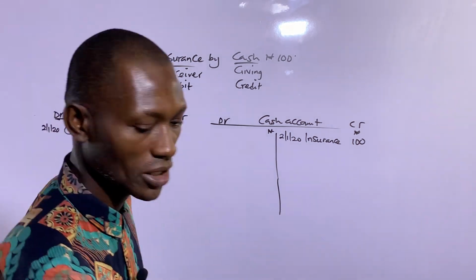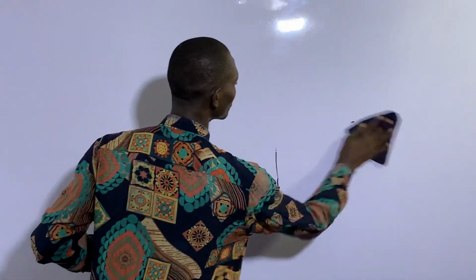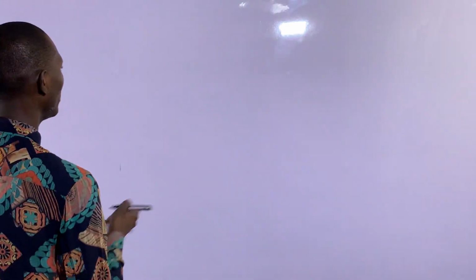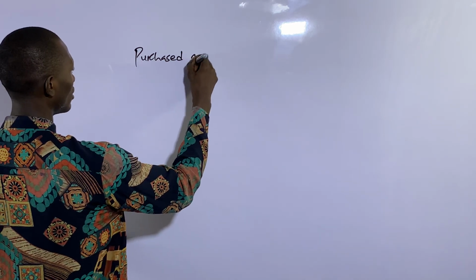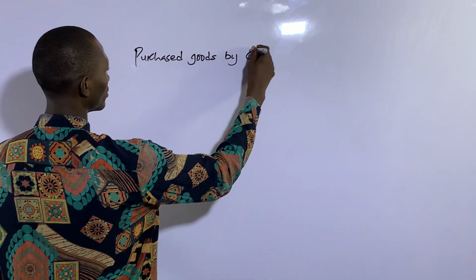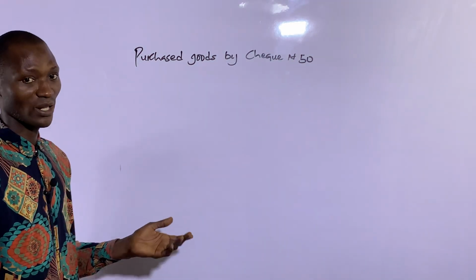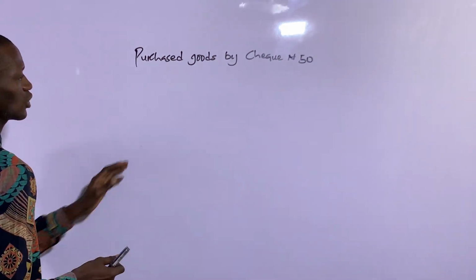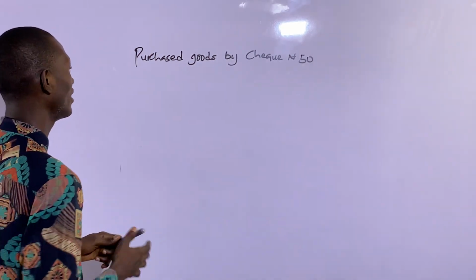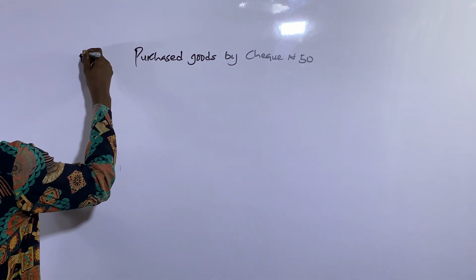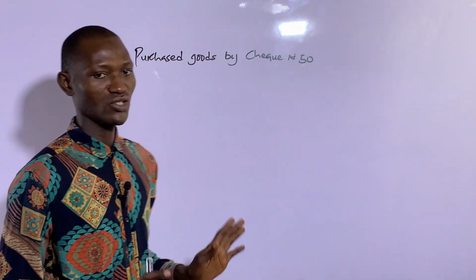Good. So let's take another example. Let's say purchase goods by check, 15 naira. All these transactions are not realistic; they are just assumptions. You can't really purchase 15 naira goods, or maybe a business could. I don't know. So let's say 4/1/20. That's the date of the business transaction: purchase goods by check.